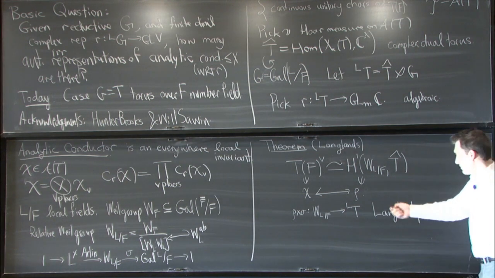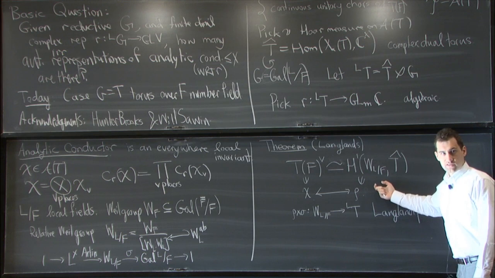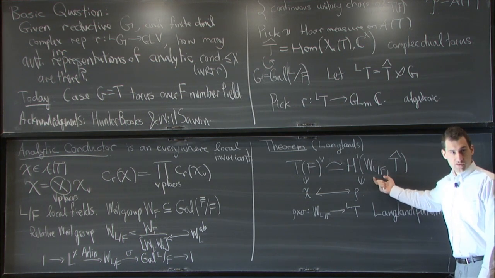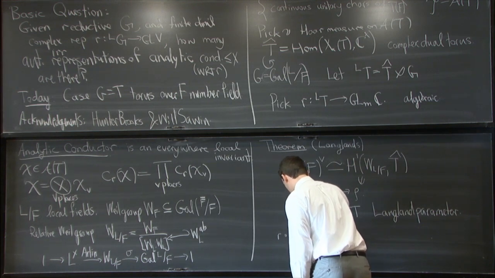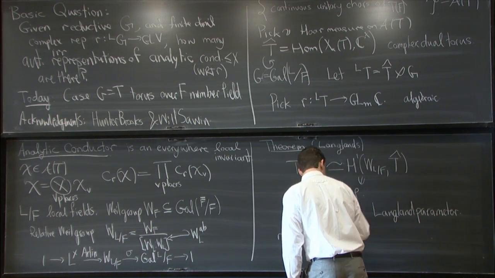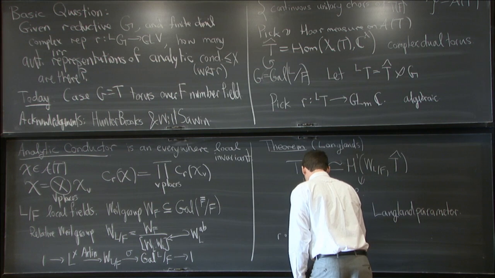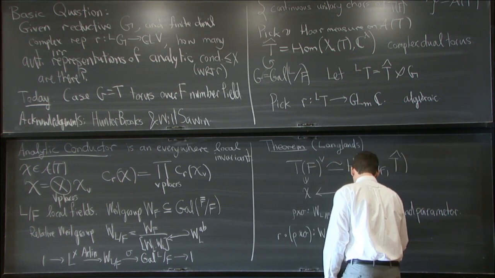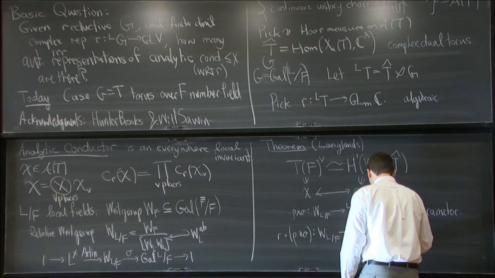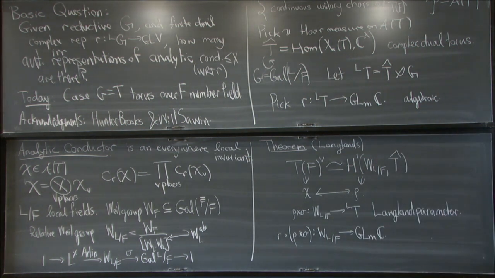OK, but I said I wanted a complex Galois representation so that I could pull the conductor from that complex Galois representation. So now if I take R composed with this Langlands parameter, this is going to give me a legitimate Galois representation. So this goes now to GL_m(C).